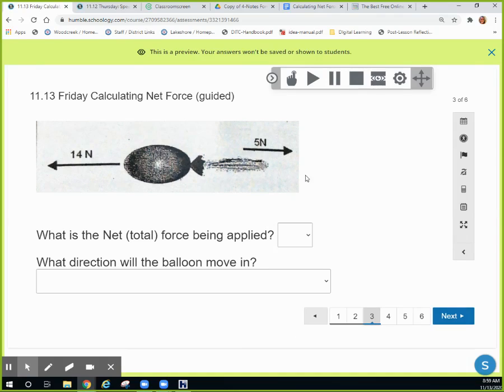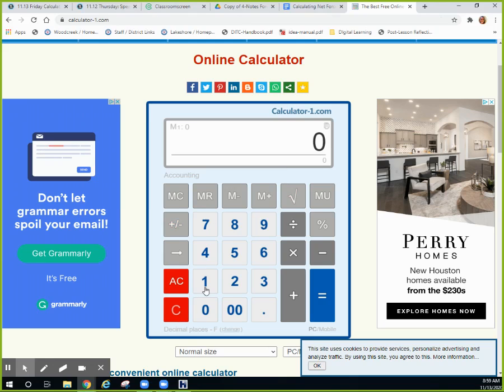All right, now look, we only have 2 forces being applied on this balloon. We have a force to the left of 14 newtons, and we have a force to the right of 5 newtons. So these arrows are in opposite directions. One's to the left and one is to the right. So we need to subtract. 14 newtons minus 5 newtons. Okay? 14 minus 5. That gives me a net force of 9 newtons.